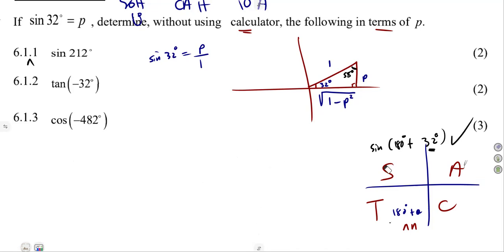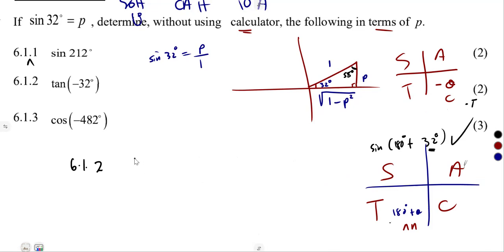Tan of minus 32. That's a negative angle that we are referring to as a negative angle in the fourth quadrant, minus theta. This is the quadrant for cos. So tan is what? It is negative there. So the tan of minus 32 degrees is the same as minus tan of theta, which is tan of 32. So do we have 32? Yes, it is part of our diagram.